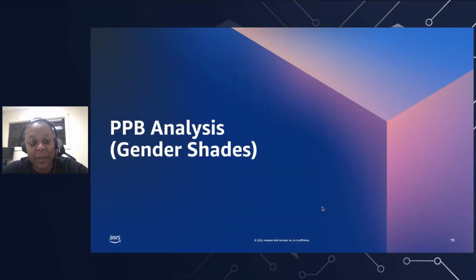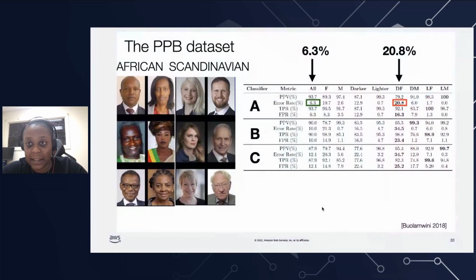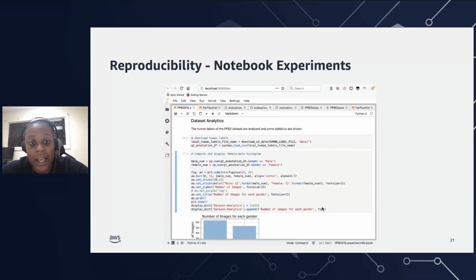All right, so getting back to the PPB analysis or the Gender Shades analysis, I mentioned that basically there was a discrepancy in the error rates for gender classification amongst this particular data set that was tested. And so what we did back then was we created a Jupyter notebook where we used SageMaker to create these testing, data analytics and bias report tools to help us automate some of our testing and investigating into why we were showing this discrepancy in error rates and a disparity.